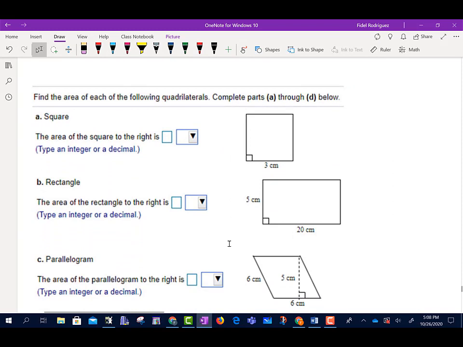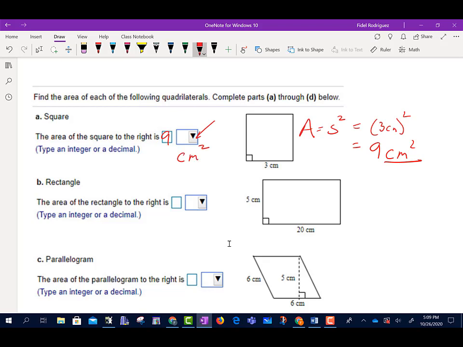So let's take a look. It says, find the area of each of the following quadrilaterals. Okay, so we have a square. The formula for the area of a square is the side being squared. So we're going to take 3 centimeters and square it. That's going to give us 9 centimeters squared, right? So right here, I'm going to put 9. And then this part here, you're going to have a little drop-down menu. You want to make sure that you pick the one that says centimeters squared. It could say squared centimeters, but the idea is the same, okay?